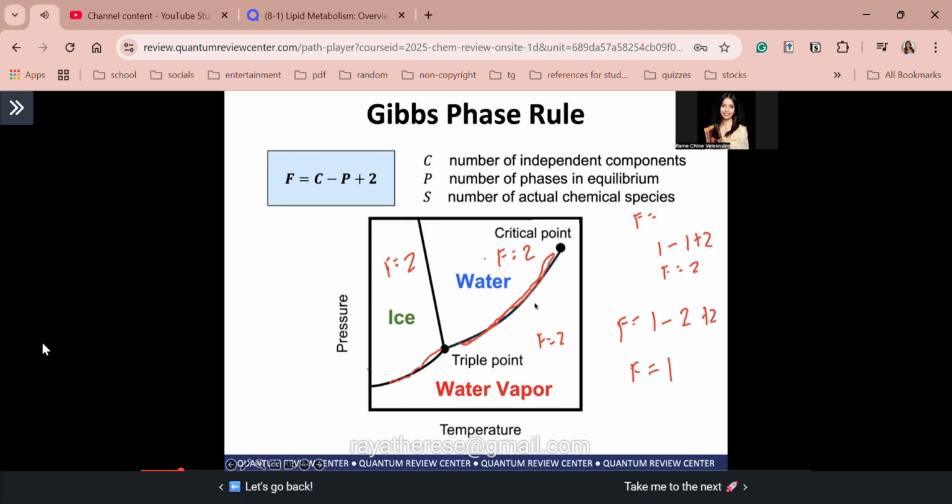So, for example, you vary the temperature at this equilibrium line. Once you place the temperature here, the temperature should be this. So the pressure will follow. It corresponds to a pressure at this point. That's how it is. Next, at the triple point, again, F is equal to 0, meaning its variables are already fixed at a certain temperature and pressure.